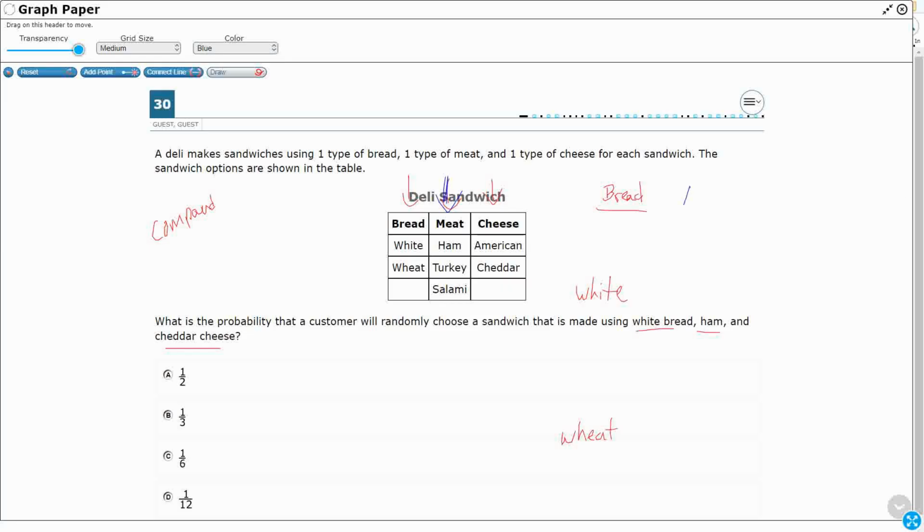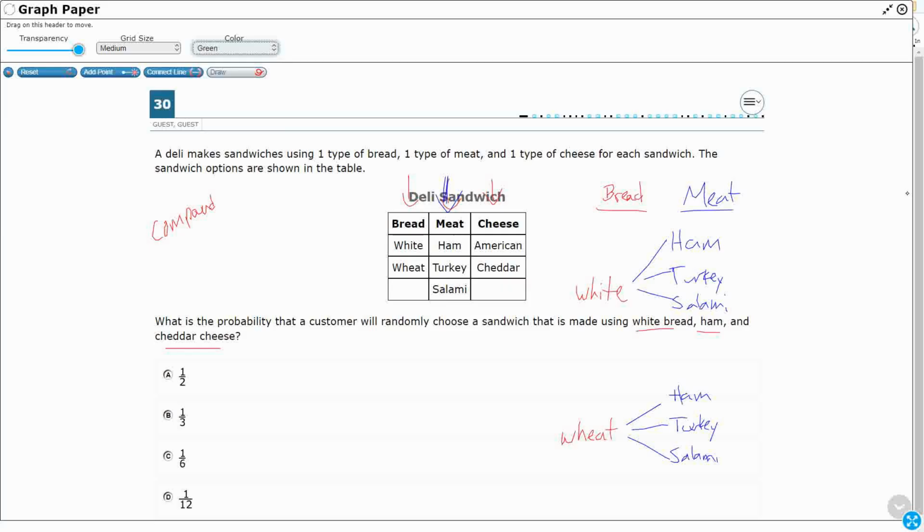All right, so let's change to blue here. Let's go to meat. So what are the different meat options? I could do ham, turkey, and salami. I could do all of those with white bread, so that's 3 choices so far. And then with wheat bread, I can also have those same 3. Ham, turkey, salami. So if I look down at the second column, right now I've got 6 options because I've got 6 different words written down.